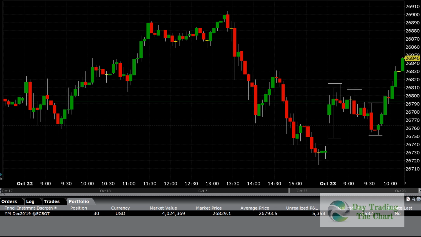30 contracts at market, ready to sell. Almost up to the 50. Just looking for like one more spike up. 10 ticks. 15 ticks. It's getting close. Come on. There's 48.